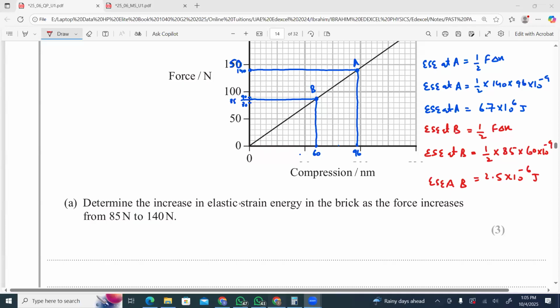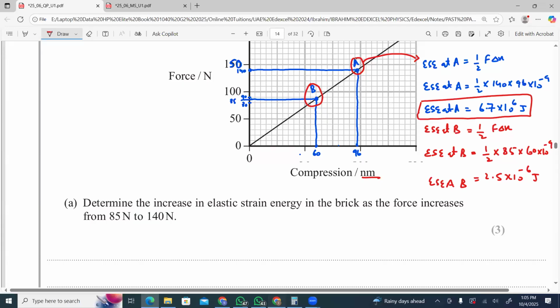So you just declare the first point as A and the second point as B, and you just need to calculate the elastic strain energy for point A, which is given here. The elastic strain energy at A is half F into X. The value for the F at A is 140, and the X compression at A is 96 into 10 to the power minus 9 because it's nanometers. So you just multiply these two and get the elastic strain energy at A.